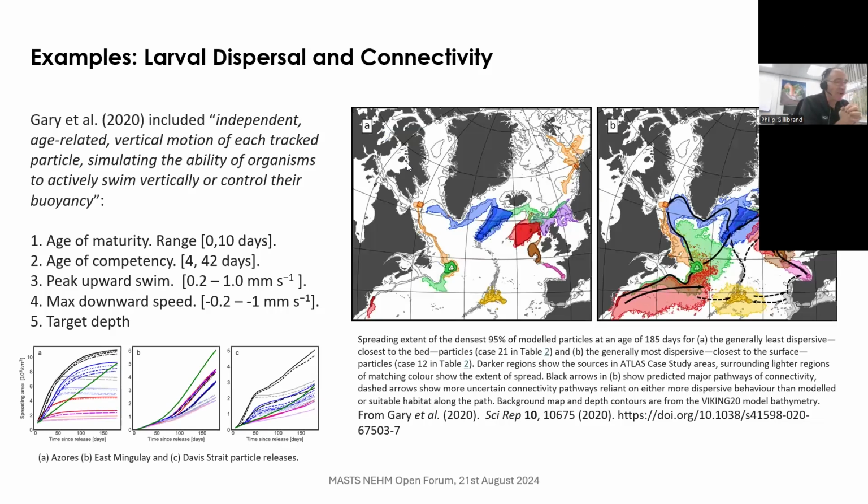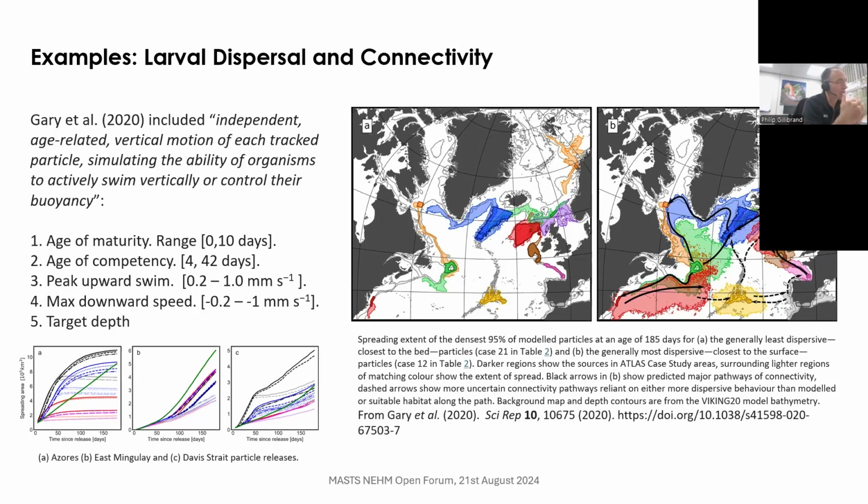This is a paper by Stephen Gary and Alan Fox and their colleagues, looking at larval dispersal connectivity over the North Atlantic. Here they've got a much more complex range of behaviors, but again, looking mainly at swimming speeds, so again it's vertical movement of the particles and how that affects the dispersion. But the response is more complex because it depends on the maturity of the larvae, and that affects how fast the particles were swimming.